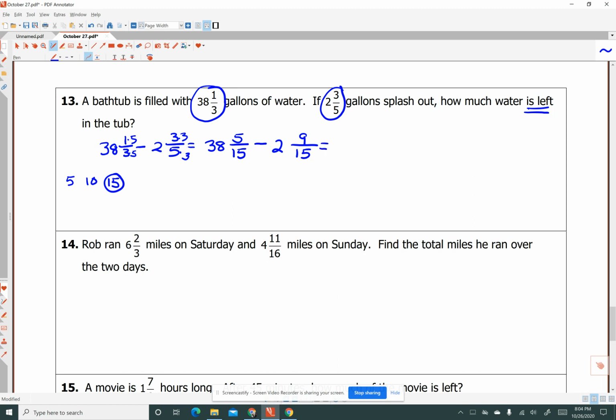Now, we cannot take 9 away from 5, so we'll need to borrow and make that a 37, and then we will add 15 to the numerator, which will give us 37 and 15 plus 5, 20/15 minus 2 and 9/15.